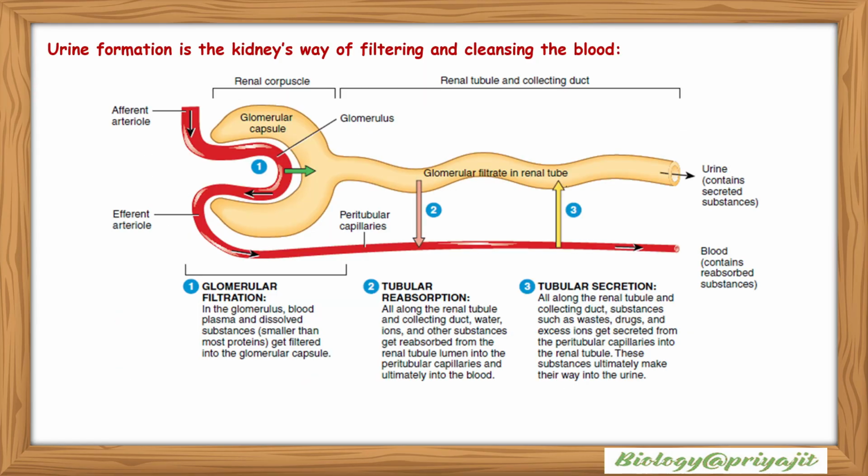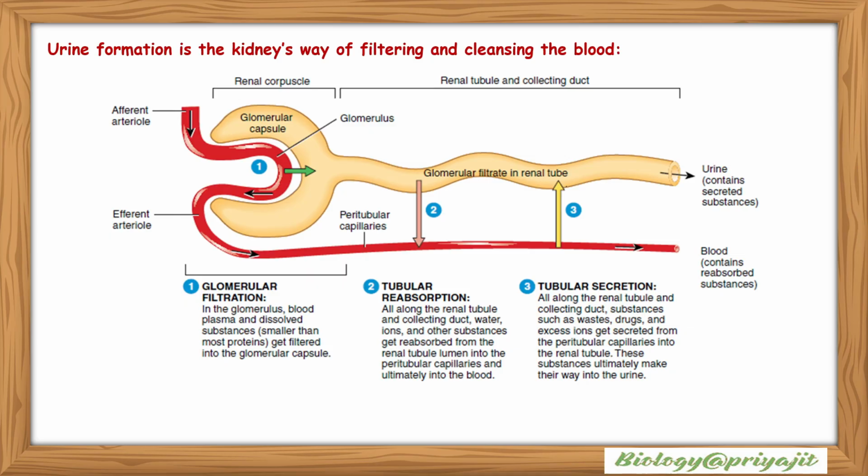Urine formation is the kidney's way of filtering and cleansing the blood. About 1300 ml of blood, around 26% of cardiac output, flows through the kidneys every minute, producing 1 to 1.5 liters of urine daily. This process involves three main steps: glomerular filtration, where blood plasma is filtered through the walls of glomerular capillaries into the Bowman's capsule. Water and small solutes pass through, forming the initial filtrate.